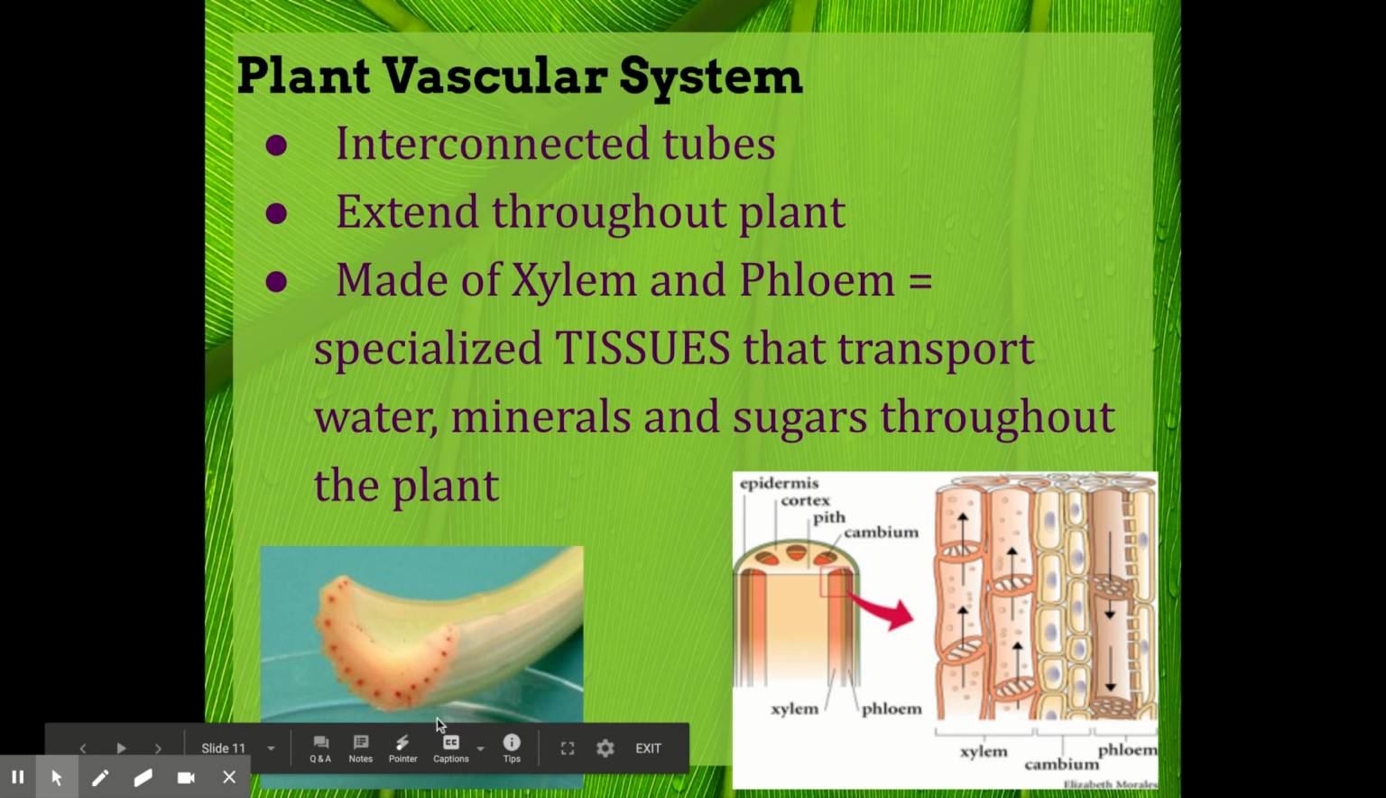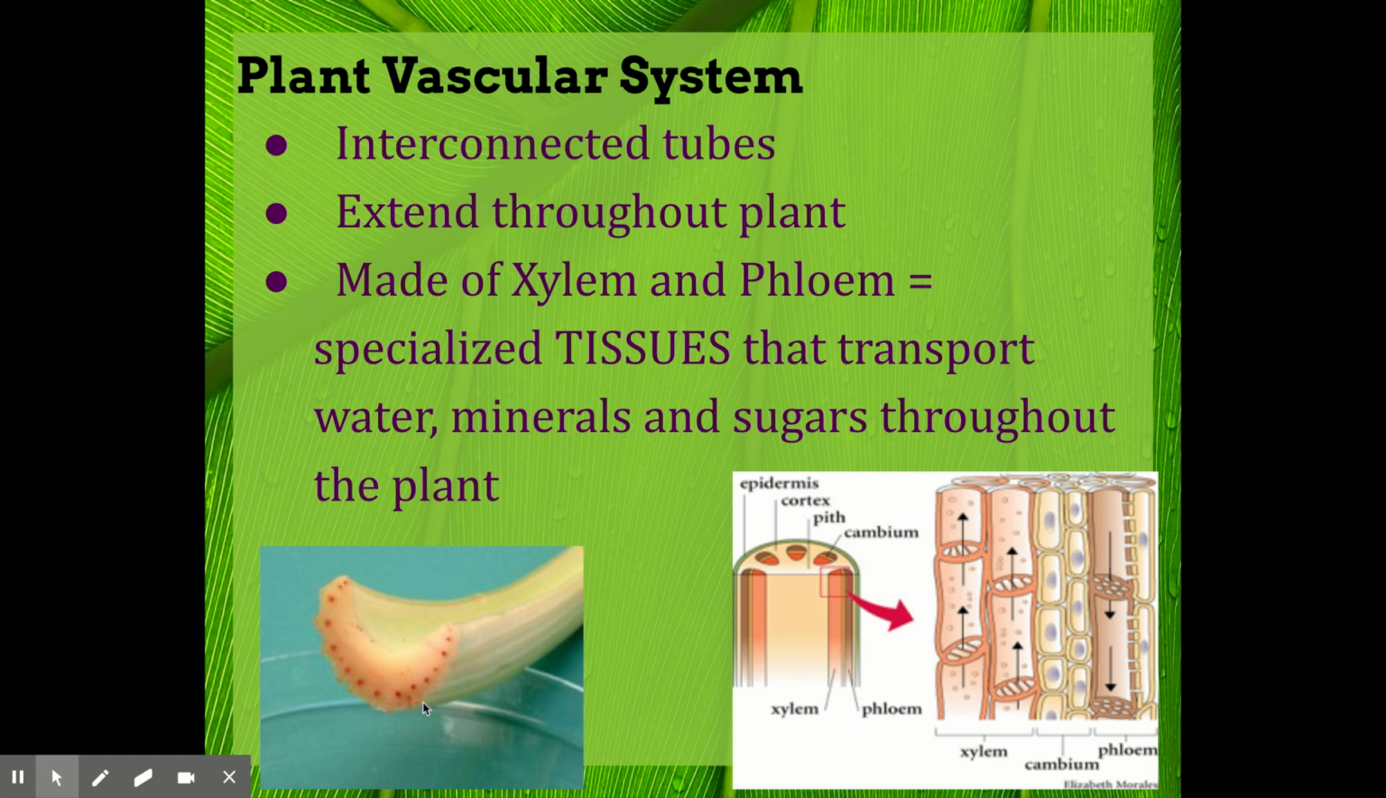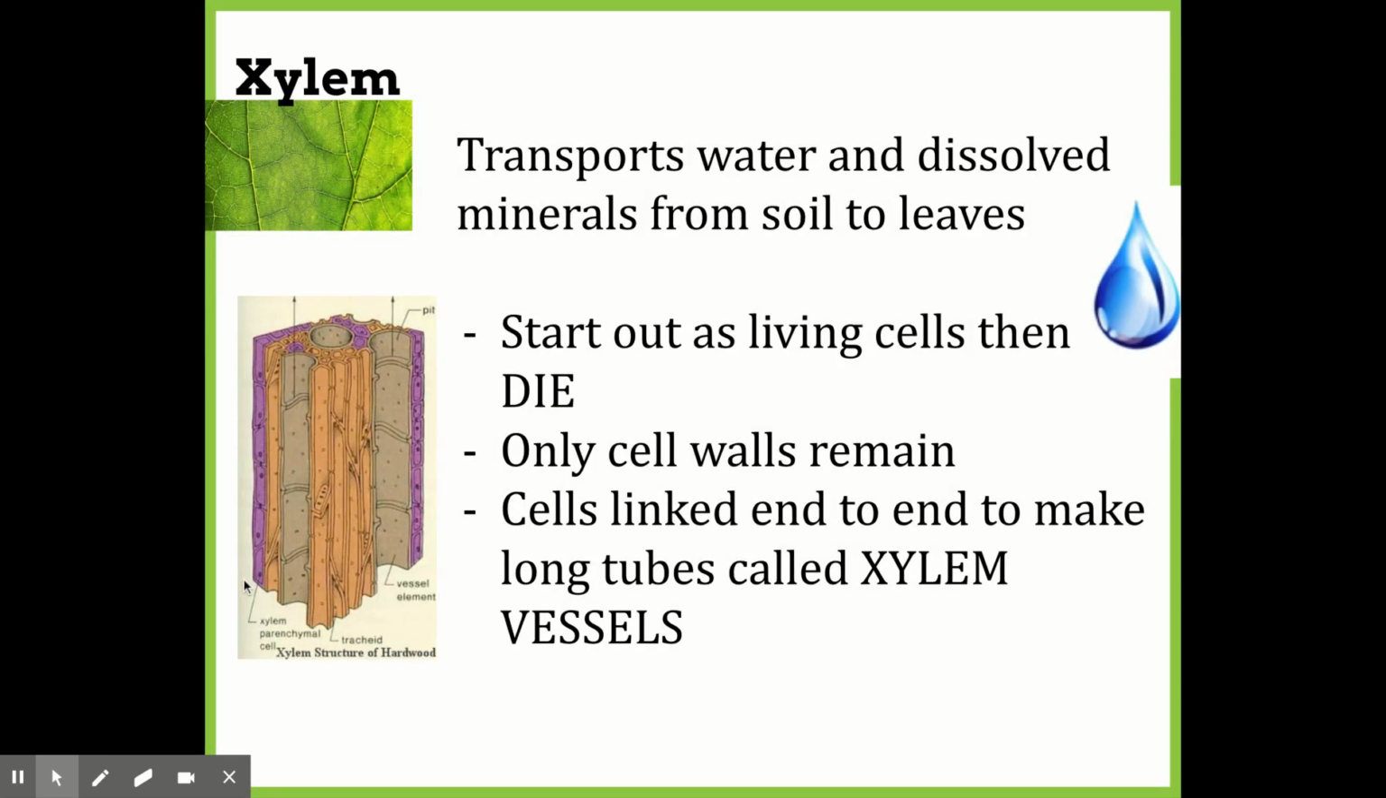If you did this probably in grade 7, we cut the end of a celery stalk that was placed in some food coloring, and you can actually see those little red or colored dots, and that is actually where the water, aka the xylem, is taking the water up through to the celery leaves. So the xylem transports water as well as the dissolved minerals from the soil to the leaves. So it's going to be the one that's starting at the bottom and going all the way to the top.